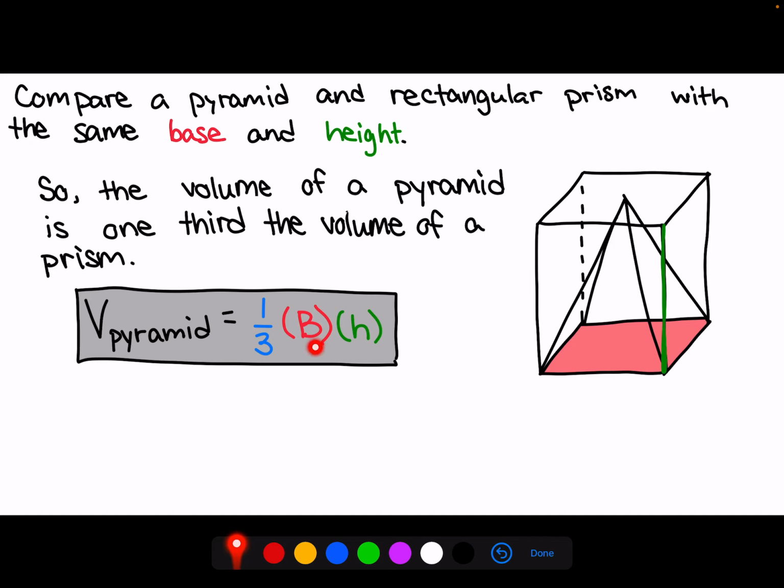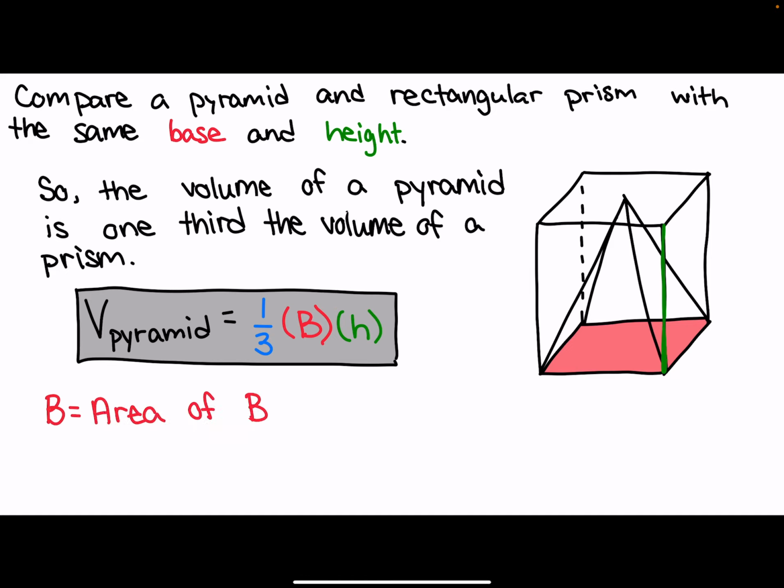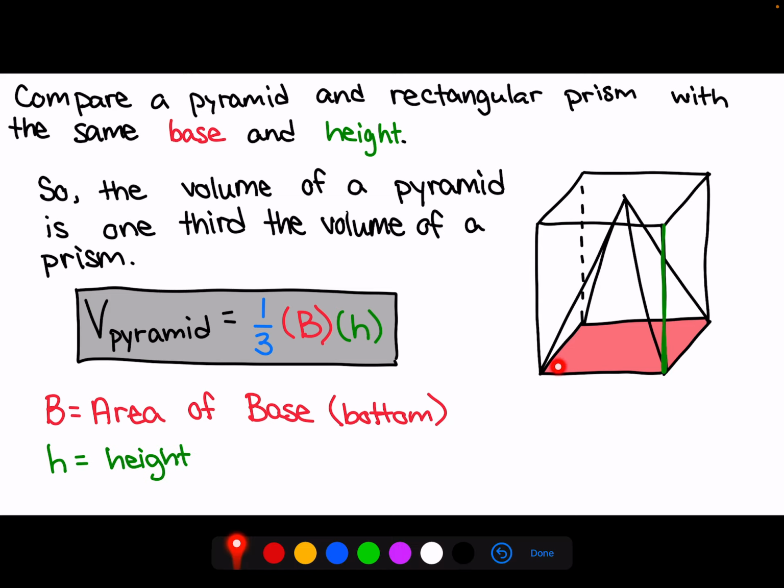Now, of course, big B is the area of our base, so that will change depending on what shape we're given. So if I have a triangle down here, then of course I'd use the area of a triangle. And if I had a pentagon down here, I'd use the area of a pentagon. So it just changes based upon the shape.